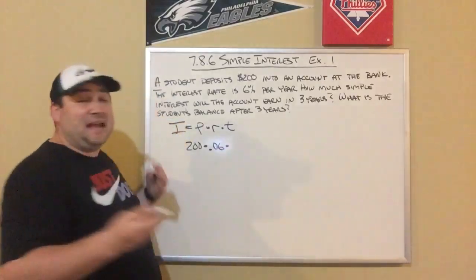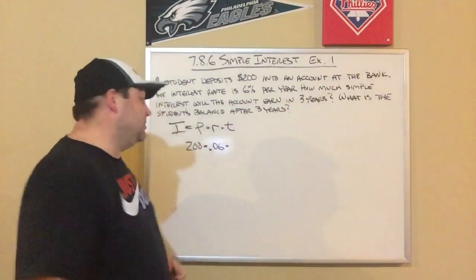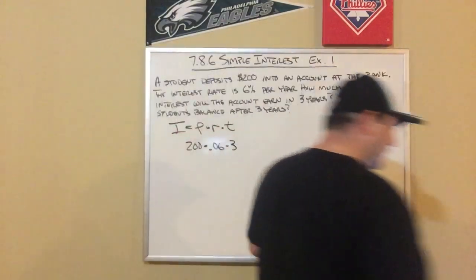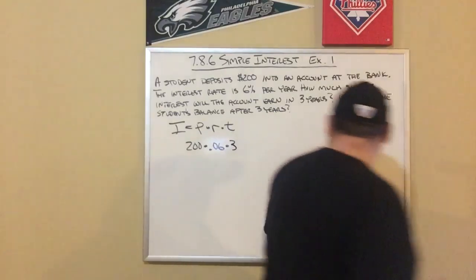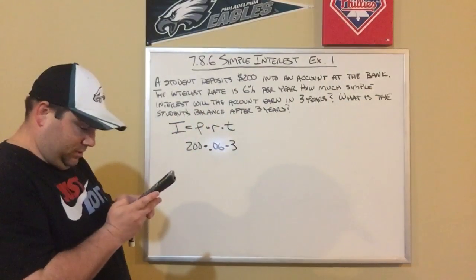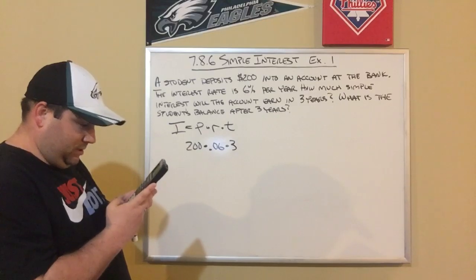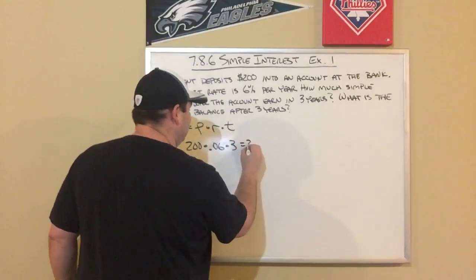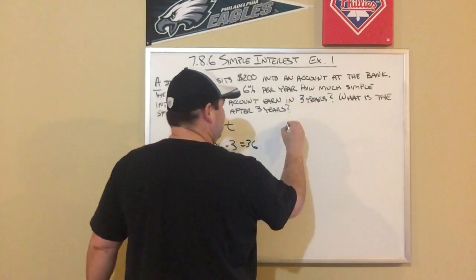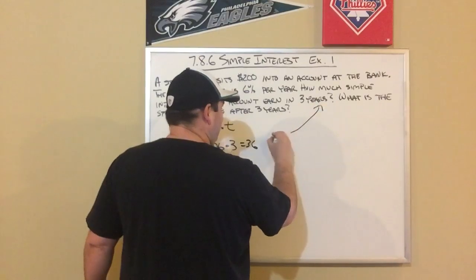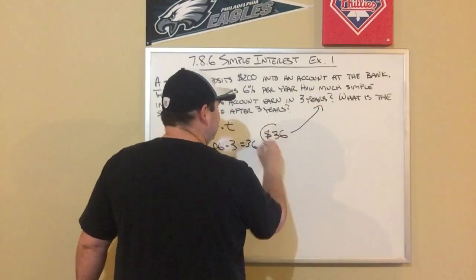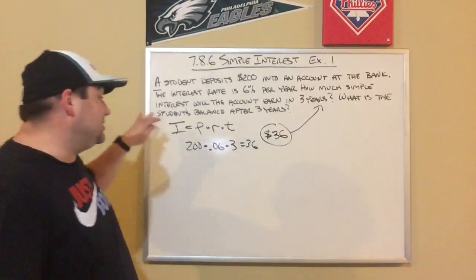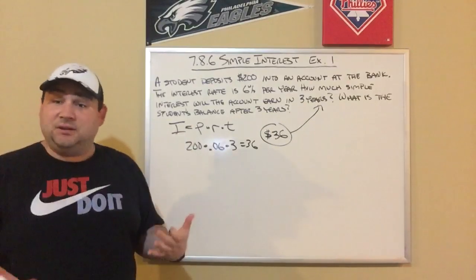And finally, time is how long. We were told in 3 years, so it's going to be 3. And then we just do that math. 200 times 0.06 times 3. We get 36. So I do that math and I get 36. That is the answer to this question right here. So $36. Because that question was, how much simple interest will the account earn? The account's going to earn $36 over that 3 years in interest.